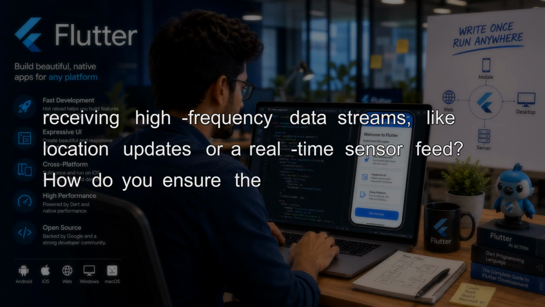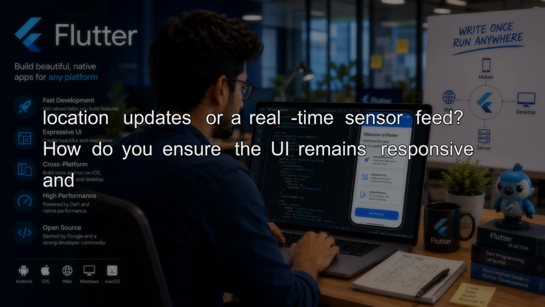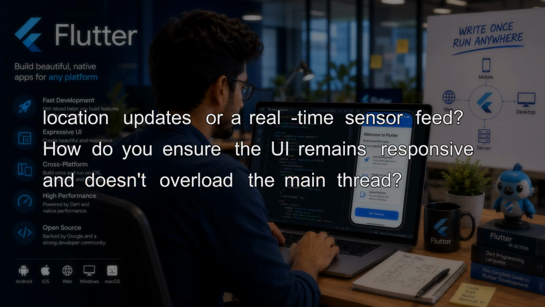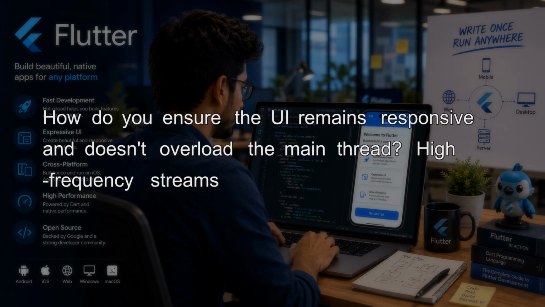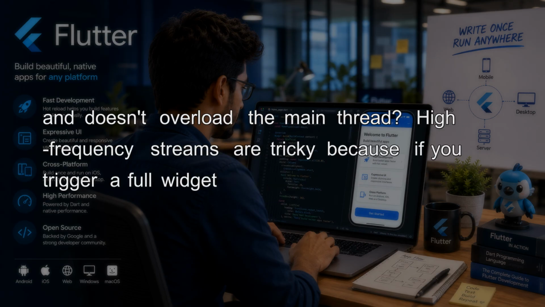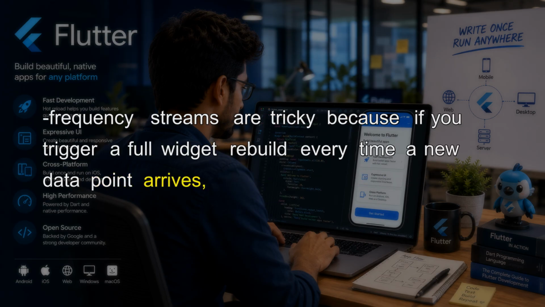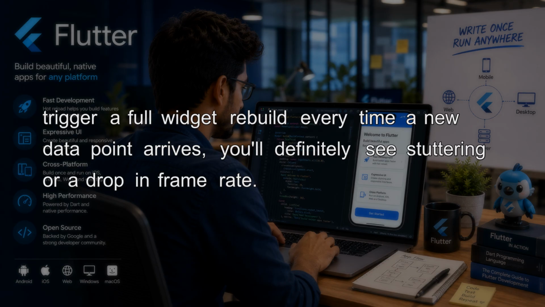How do you ensure the UI remains responsive and doesn't overload the main thread? High-frequency streams are tricky because if you trigger a full widget rebuild every time a new data point arrives, you'll definitely see stuttering or a drop in frame rate.